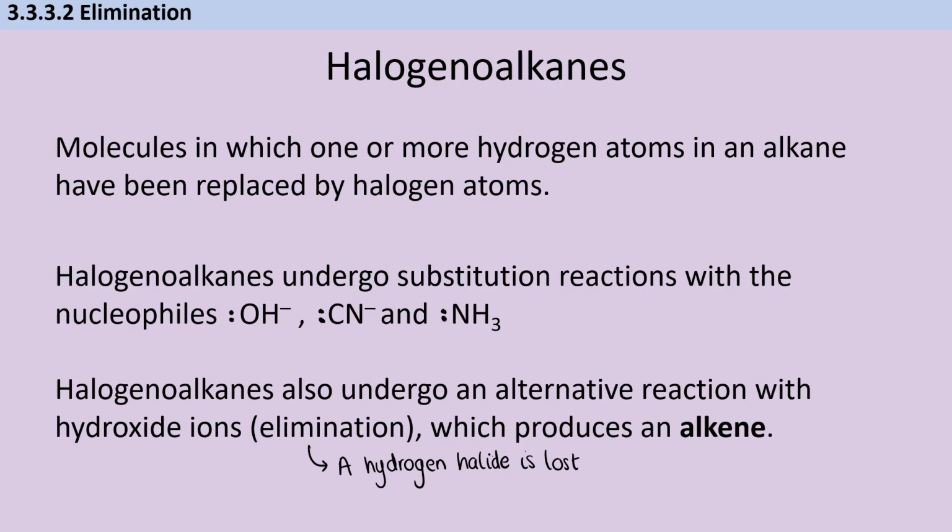In the first video in this series, we defined halogenoalkanes as molecules in which one or more of the hydrogen atoms in an alkane had been replaced by a halogen atom, whether that's fluorine, chlorine, bromine, or iodine. In the last video, we looked at how these molecules could undergo substitution reactions with the nucleophiles hydroxide, cyanide, and ammonia. But we also now can say that halogenoalkanes can also undergo an alternative reaction with hydroxide ions.